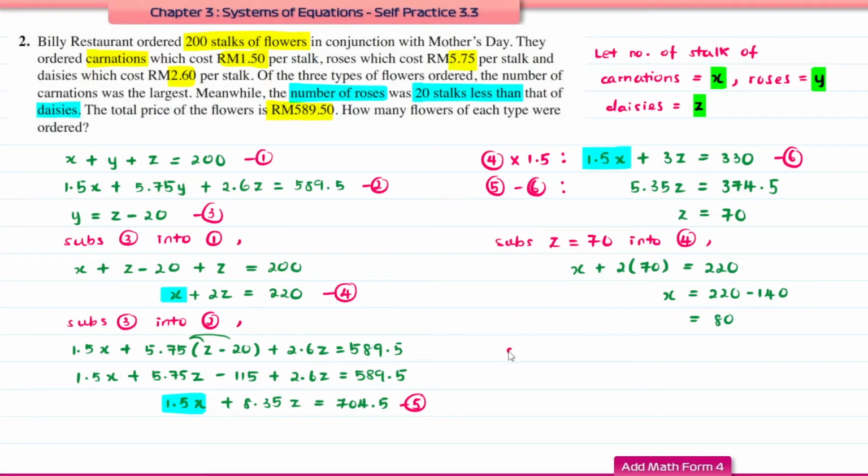Next, I'm going to substitute z, which is equal to 70, into equation number 3 to find the value of y. So equation 3 is y equal to z, which is now 70 minus 20. So y is equal to 50. So y is the number of stalks for roses, which is equal to 50.